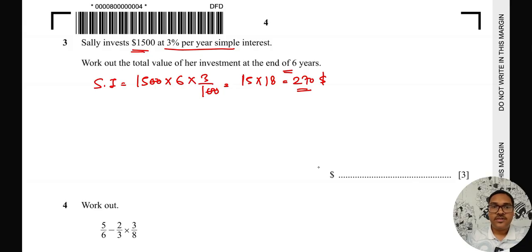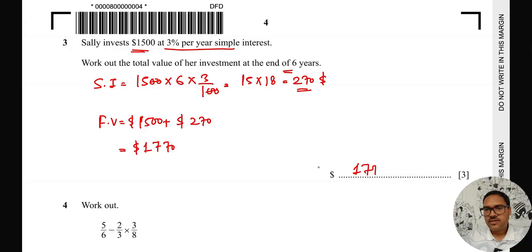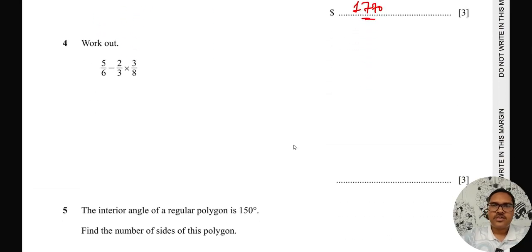Now, what is the final value of the investment? The initial investment is $1,500, and she earned $270 as the interest. So the final value is 1770. 1770 is the answer to this question. Okay. So now the next question.